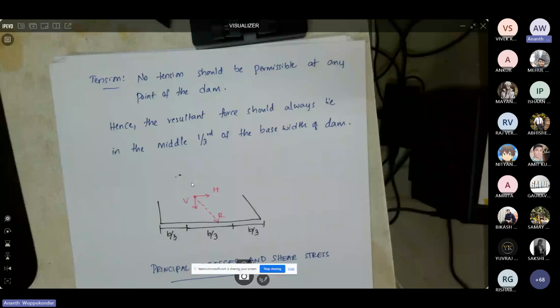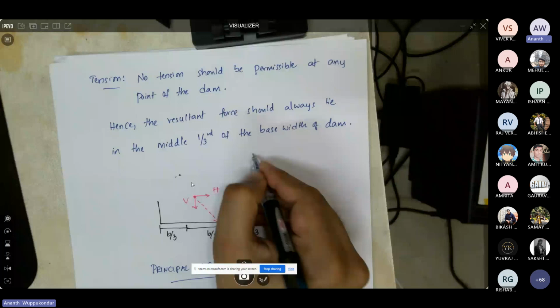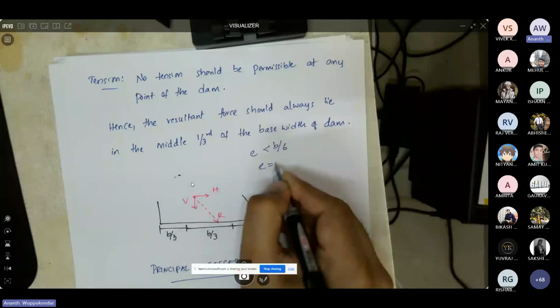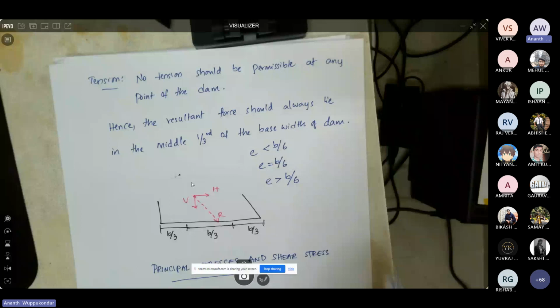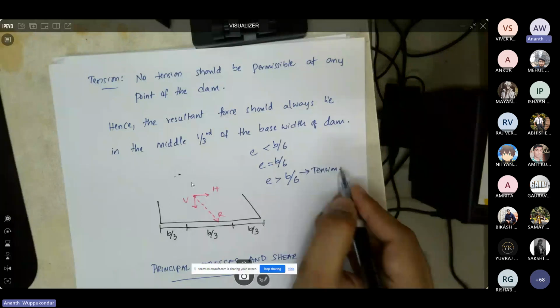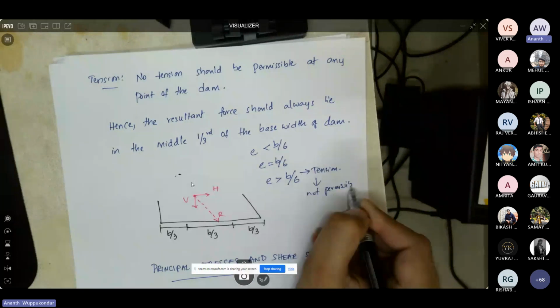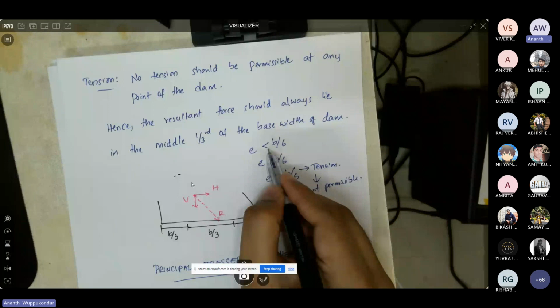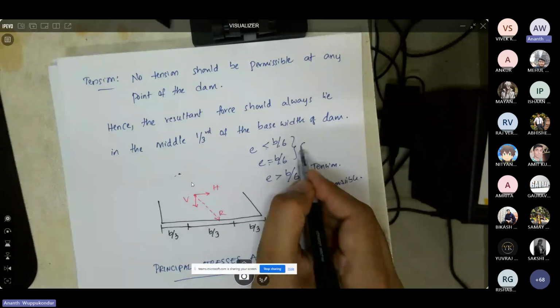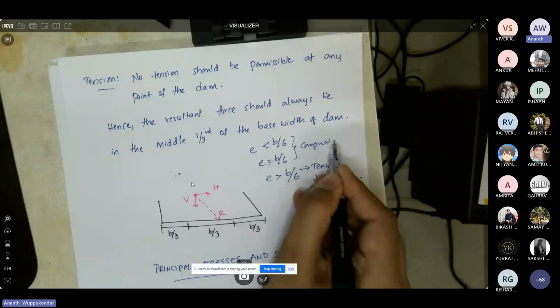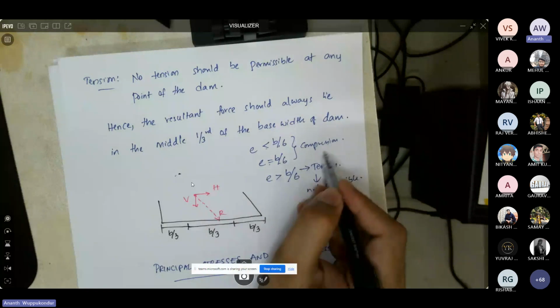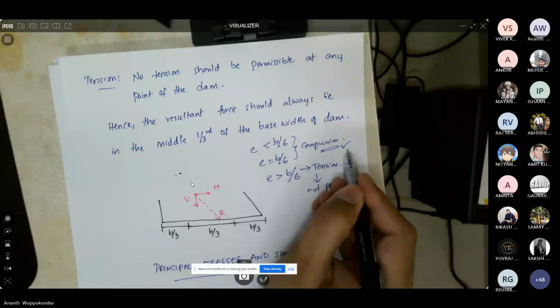So by considering the 3 different conditions, when you have e less than B by 6, e equals B by 6, and e more than B by 6: if e is more than B by 6, then you have tension, which is not permissible. And if e is less than B by 6 or exactly B by 6, in both cases you have compression, which is acceptable given that it is within the limits of the foundation material.